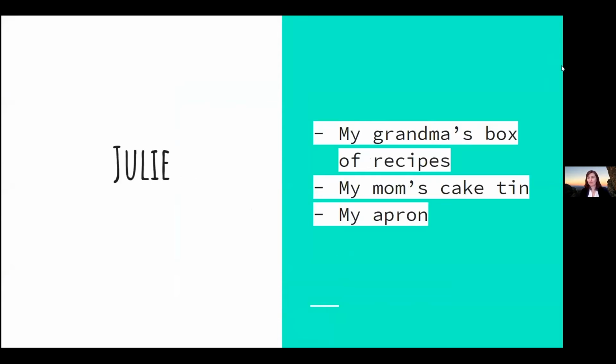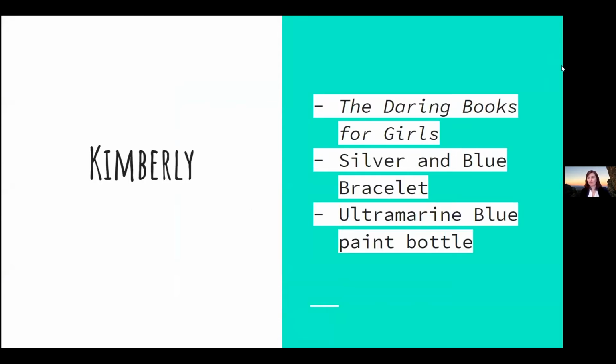So I picked 3 objects today that all relate to the color blue. So my first object is a book called The Daring Book for Girls. And this color blue, I love this color blue. This is such an exciting color of blue. And the reason that I chose this object is because this blue makes me curious to learn more.